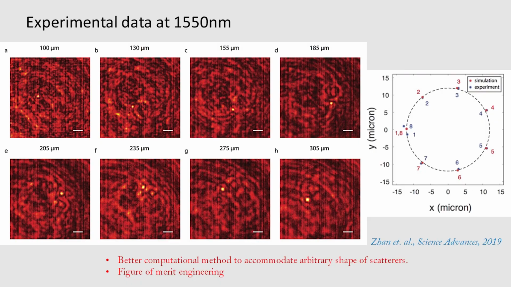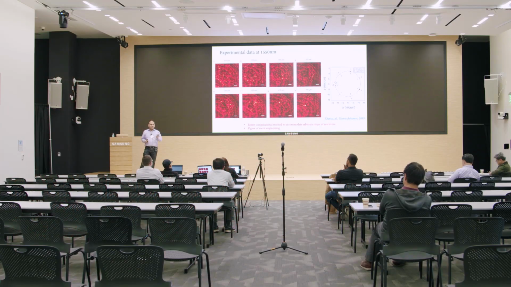Of course, there's a lot of work that needs to be done. One of the things is a better computational method to accommodate arbitrary shapes of scatterer. This is not arbitrary. You can do only spheres. We can do arbitrary radius of sphere, but it has to be just a sphere. Secondly, the figure of merit engineering turns out to be a very, very non-trivial problem. We don't have a prescription of how to do that. It's more like hit and trial.